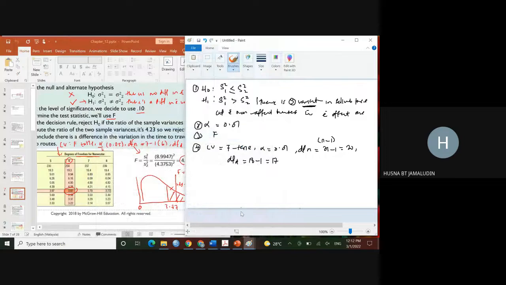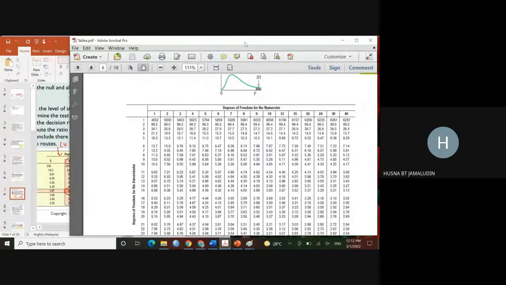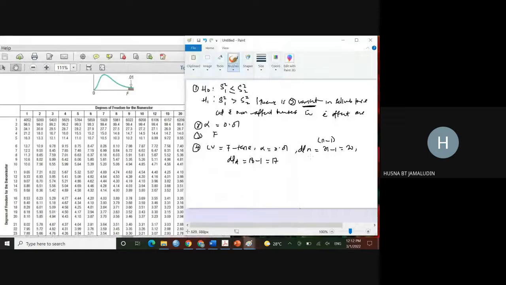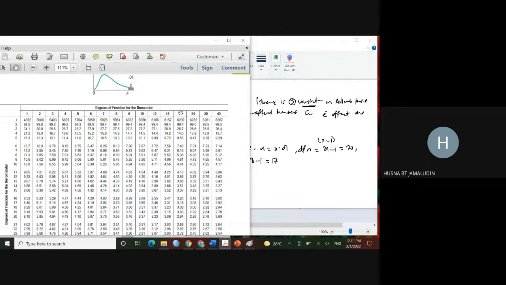Where is the table? Okay, let me put it here. I hope that you can see the numerator. Here is 20, can you see the 20? And then the denominator is 17. So from 20, go to 17. Scroll down, 17, 17. What is the value? This one. I hope that you can see this one.